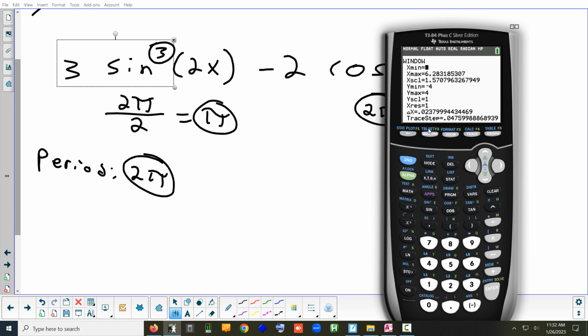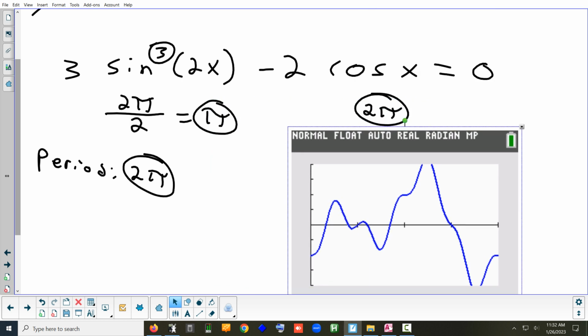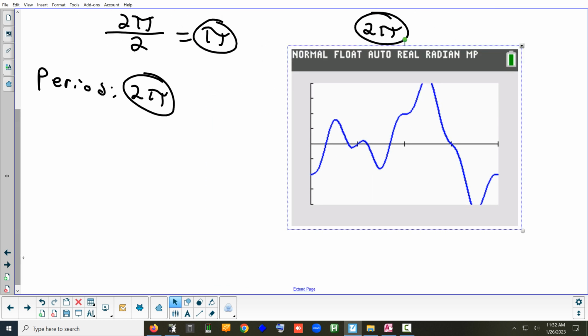Okay, you need a window from 0 to 2 pi. We already have it. And we're looking for how many times this crosses the x-axis. Should be 6 as well. How many times? 6. Yeah, 6 times. That's a lot of solutions. We're not going to go through and do each one. I already have them done. You just have to find all the roots.